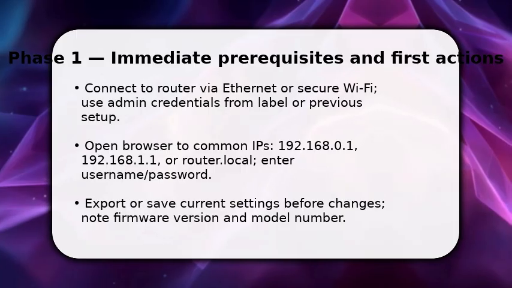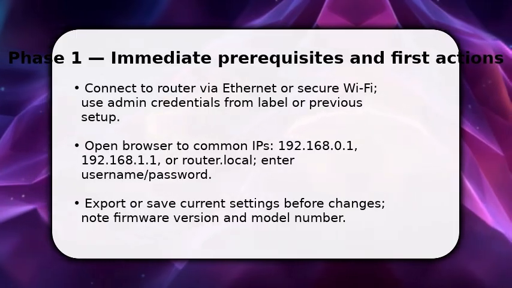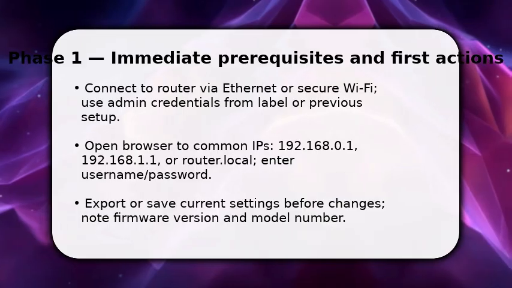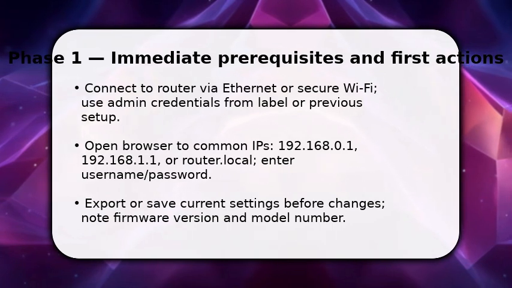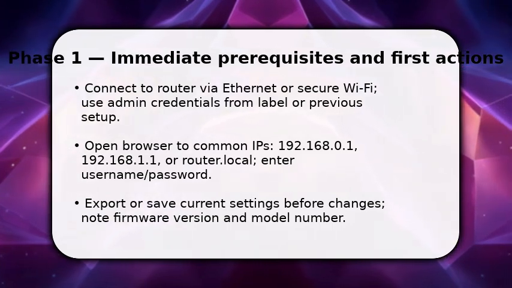Make sure to export or note current settings and firmware version before changing anything because you may need to roll back. Now navigate toward wireless or guest network sections. That's where QR code options usually live.